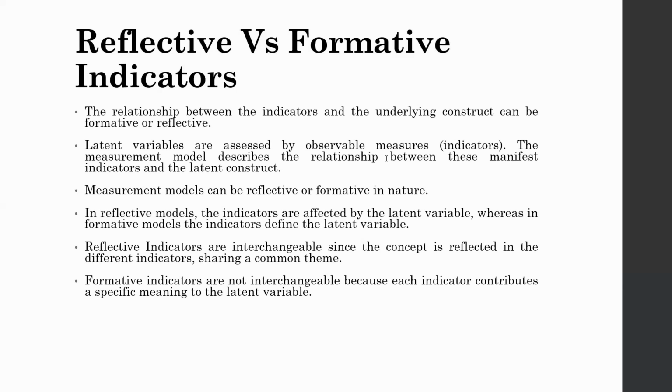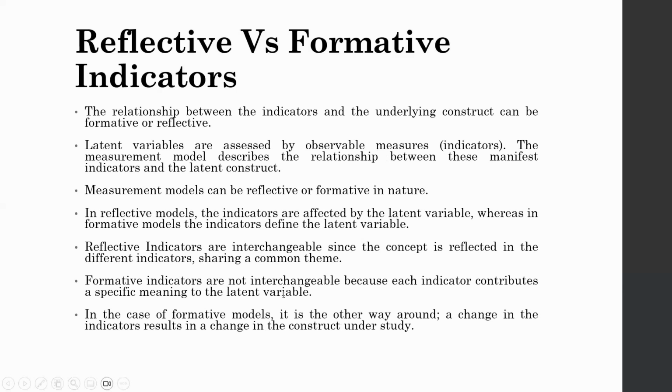All right. In case of formative model, it is the other way around. A change in the indicators results in a change in the construct. So if a variable or item changes, it brings about a change in your latent variable because the arrows are pointing from the indicators to the latent variable.